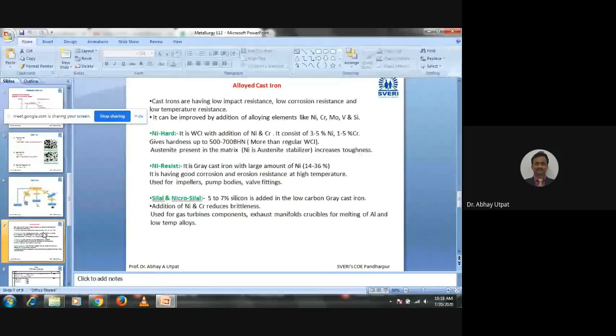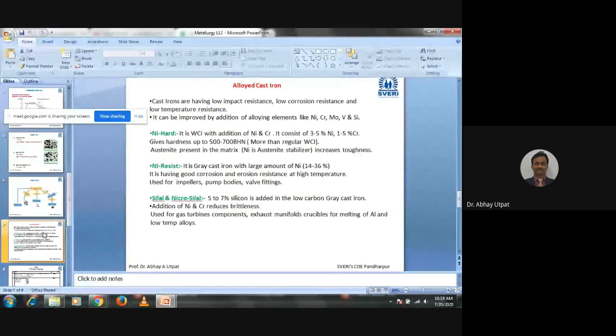There are three types of alloyed cast iron. One is Ni-hard, another is Ni-resist, and another is Silal and Nicrosilal. One or two are white cast irons and the other are grey cast irons. Now I am explaining Ni-hard. It is white cast iron with addition of nickel and chromium. It has around 3.5% of nickel and it gives hardness of up to 500 to 700 BHN.